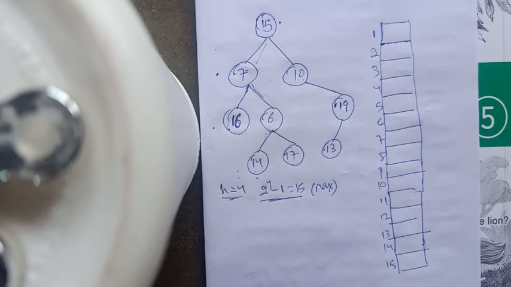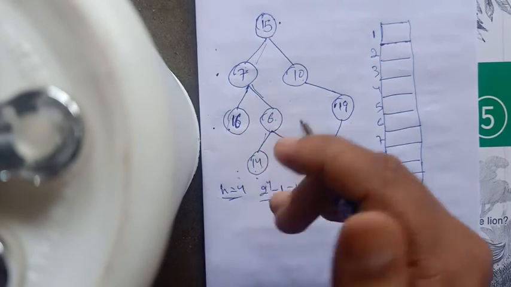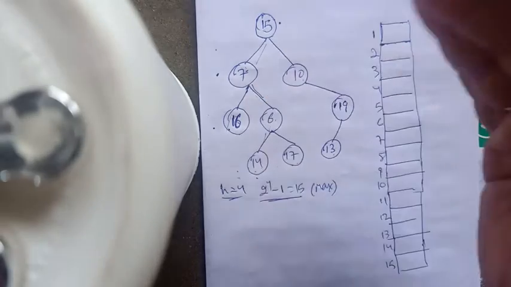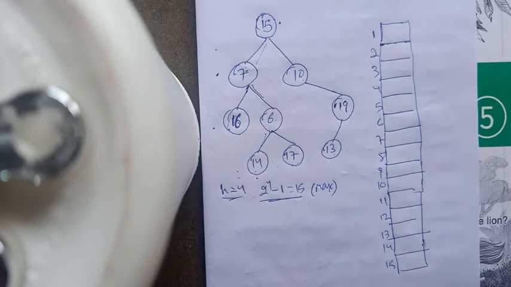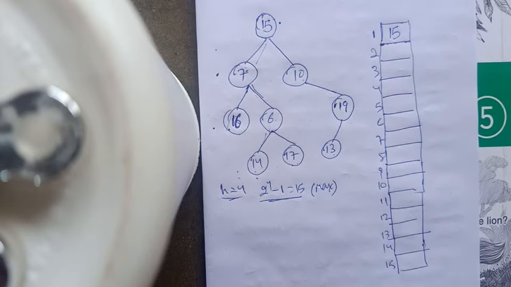Clear, guys? Now, as I told you, the data of the root node must be present as the first element of my array. So here in this tree, the data of the root node is 15. When it is stored in memory, in the array, the 15 should be stored at index 1.